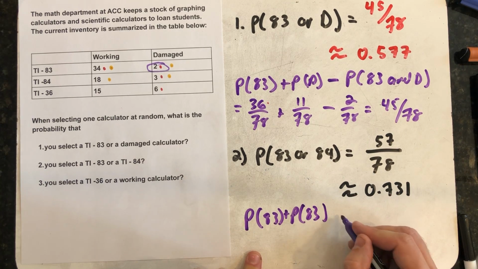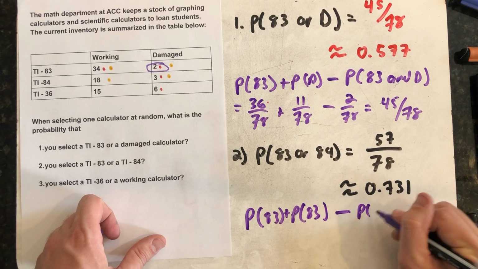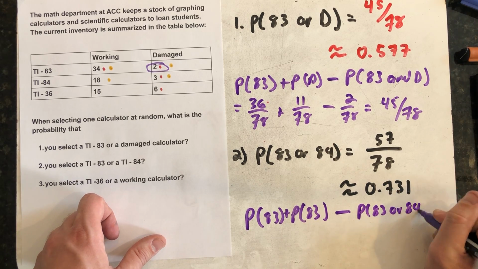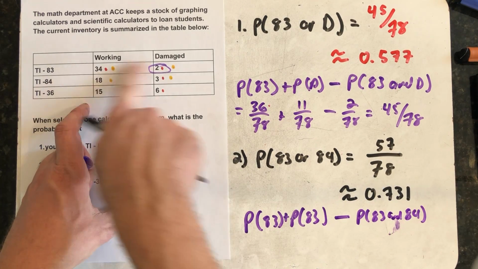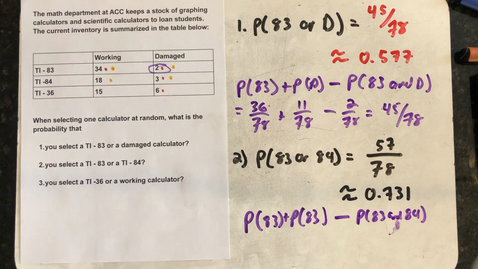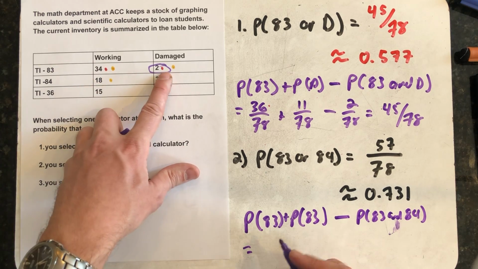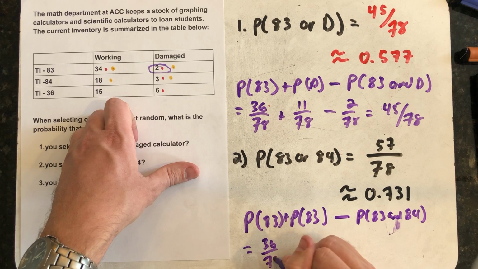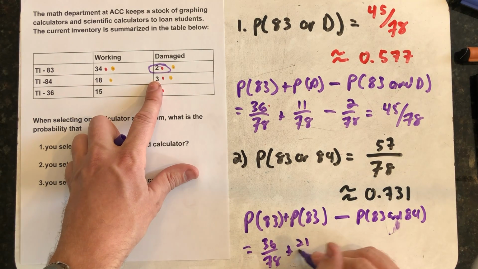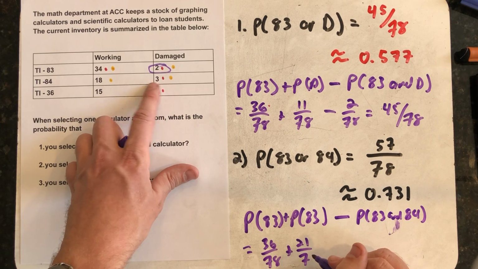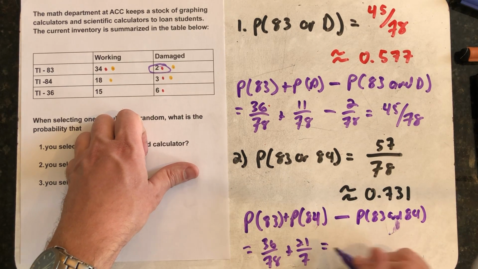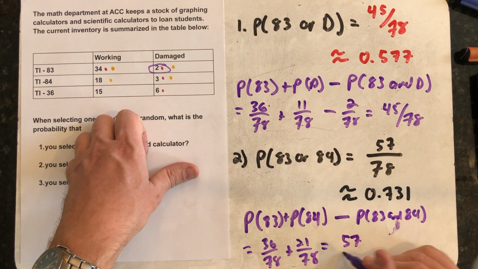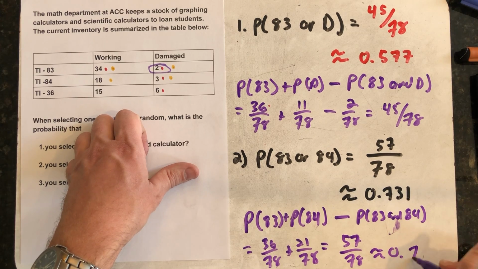Very likely. The formal addition rule here would say the probability of an 83 plus the probability of an 84. And I go to subtract, but then I realize that you can't be both an 83 and an 84 at the same time. You're either a TI-83 or you're a TI-84. There's no overlap. So this is going to be a 0. I'm not going to have to subtract off anything. So I just need to know that there are 36 total 83s and that there are 21 total 84s. 83 or 84: 57 out of 78, which is still about 0.731.